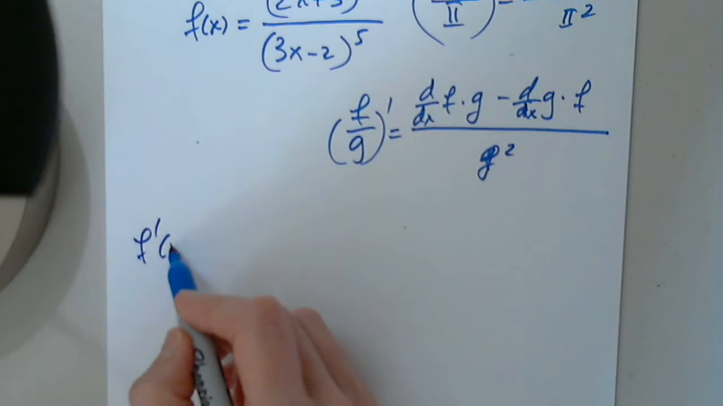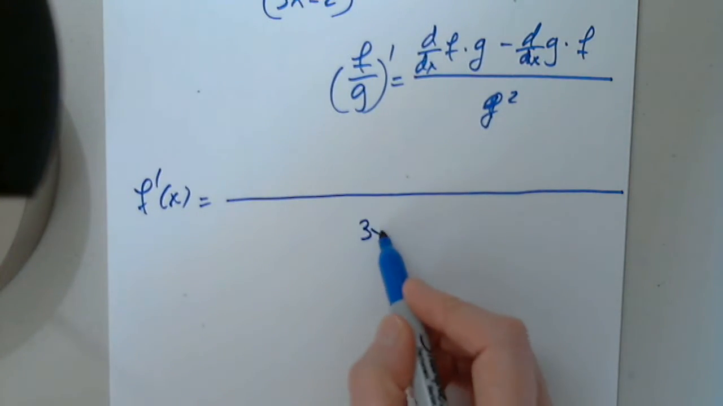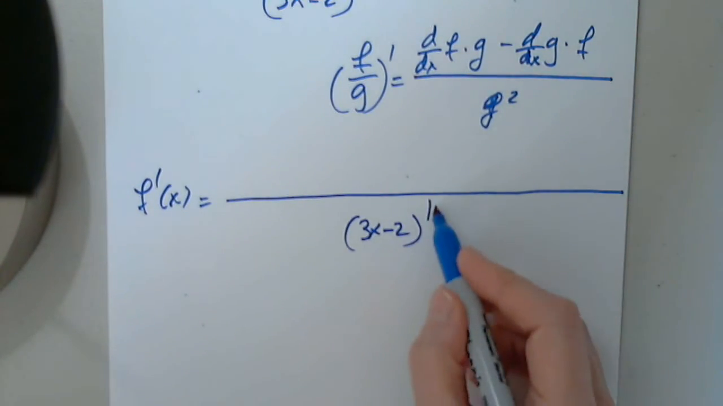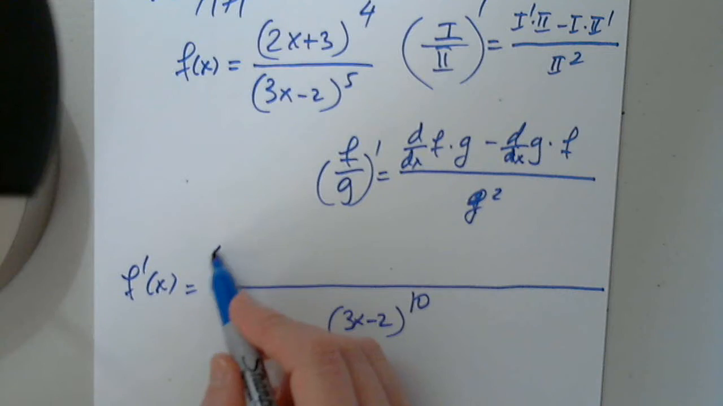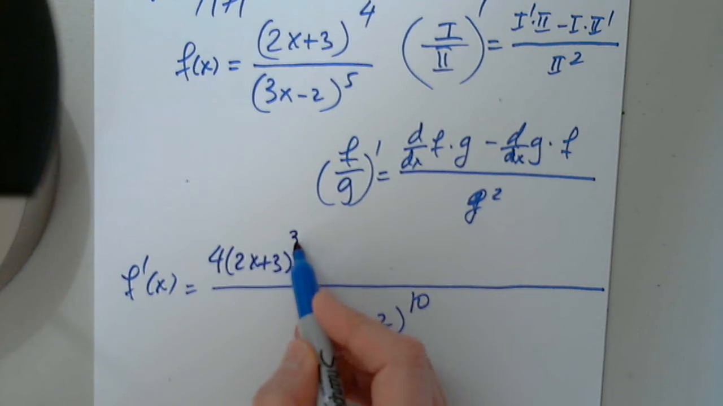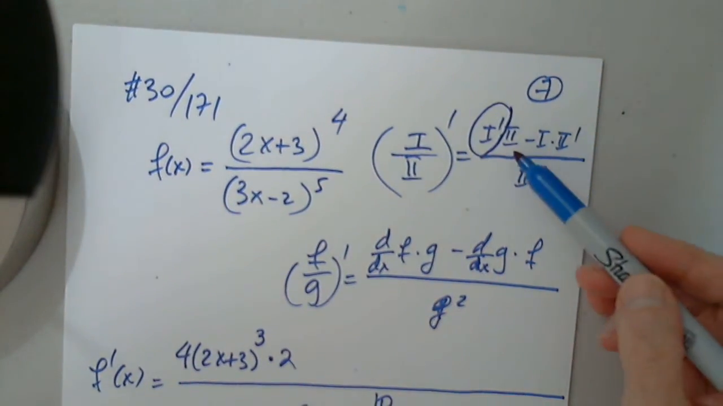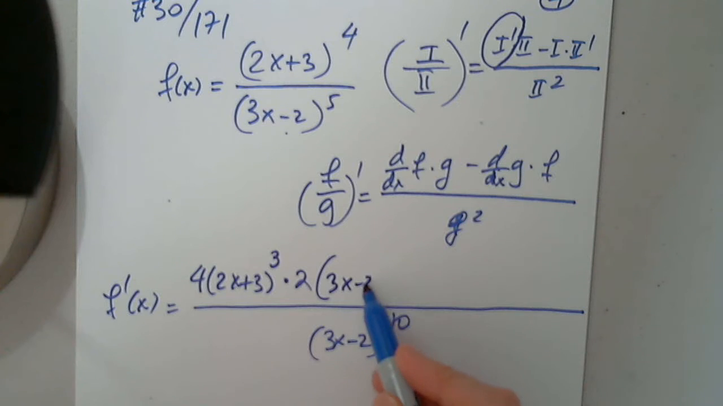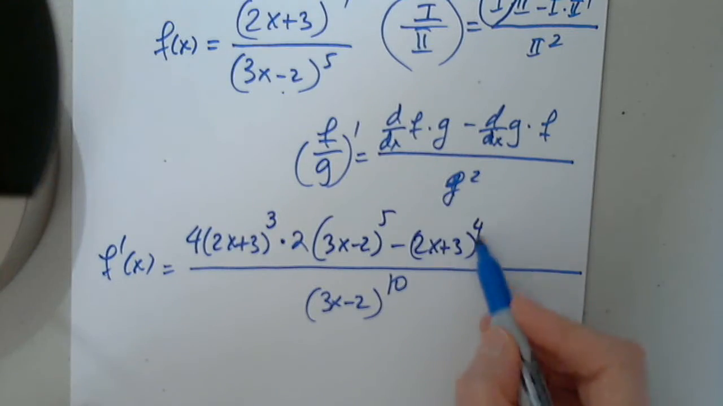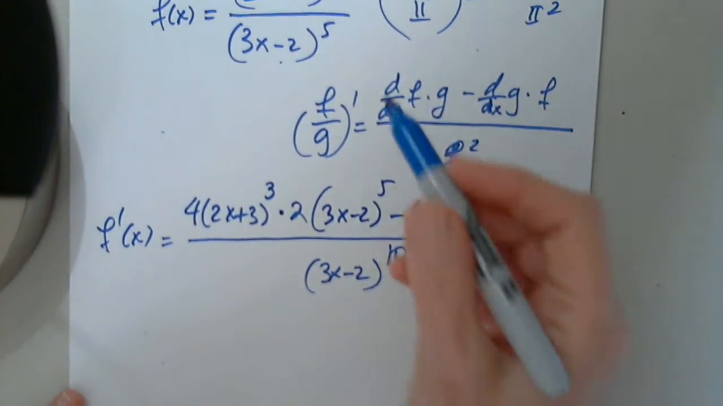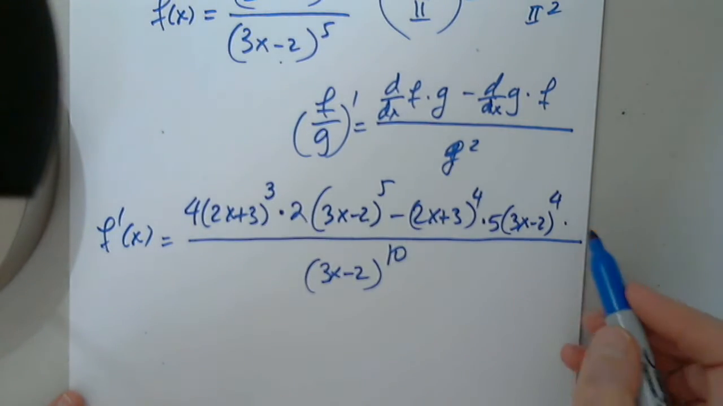Okay, so f prime. I already write 3x minus 2 squared. That's power 10 now. First function prime. Bring down 4, 2x plus 3 to the third times the inner function prime. So this is done. Now I copy the second function, 3x minus 2 to the fifth, minus, I copy the top function. And now I differentiate the denominator. 5 down, 3x minus 2 to the fourth times the inner function prime, which is 3.